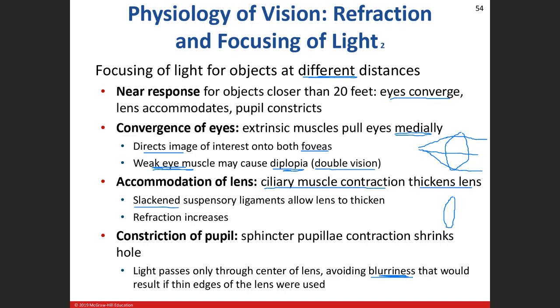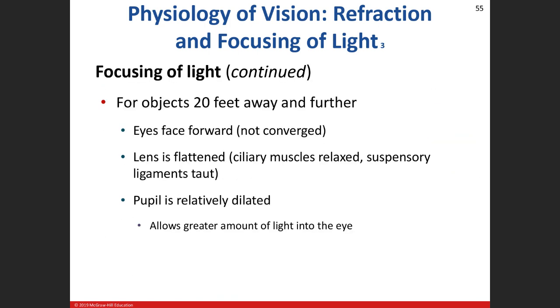So that's our near response, okay? For looking at objects that are further away, we don't have to have convergence of the eyes. And we go from that thick lens to a nice thin lens because the ciliary muscle relaxes, but the suspensory ligaments tighten. And when they tighten, they pull on the lens and make it really, really tall, okay? But at the same time, the pupil is going to dilate. It'll go from this to like this. Okay, that will let in more light, but unfortunately, we'll get a little bit of blurriness going on.